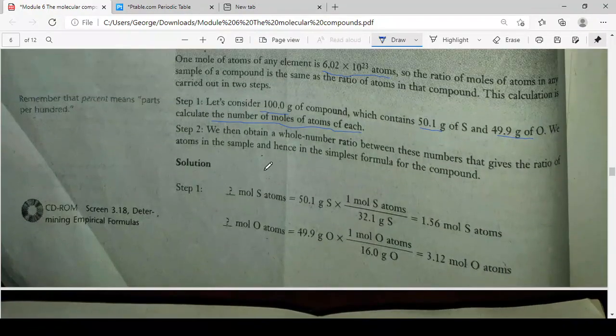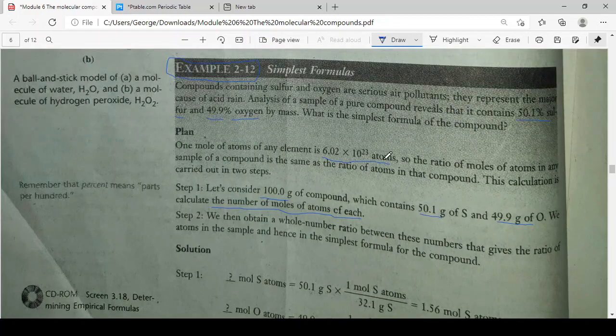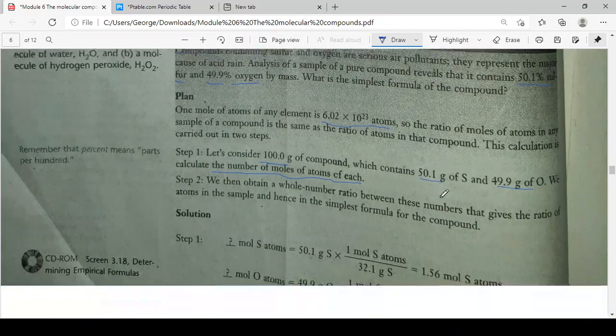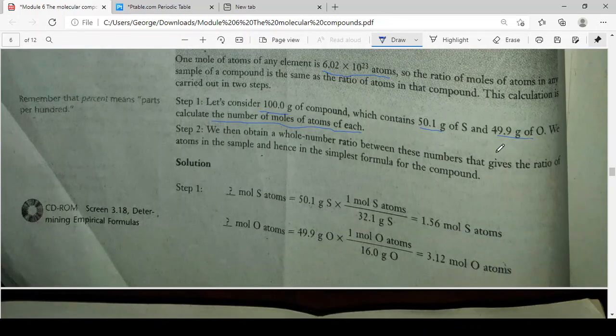So again, step 1 first. We have 100 grams, of which we are given 50.1 grams of sulfur and 49.9 grams of oxygen. I will first find the moles of my S atoms, or sulfur atoms, and I will also find the moles of my oxygen atoms. Okay?